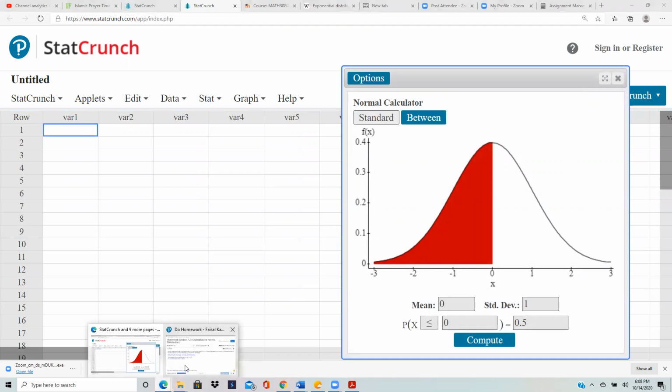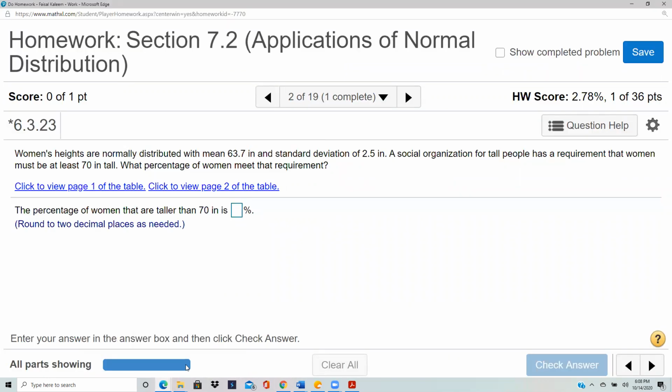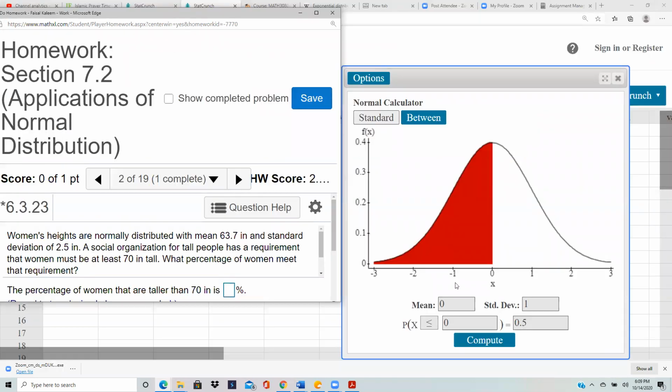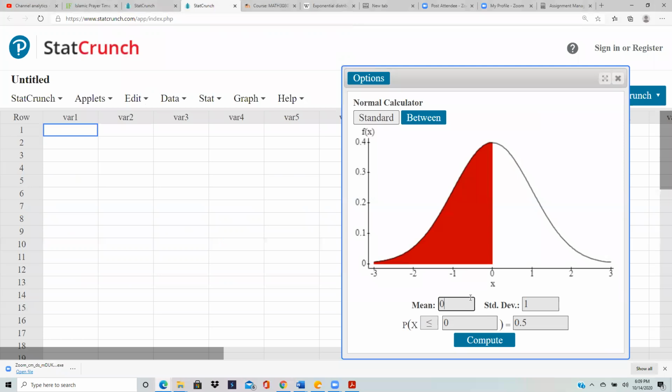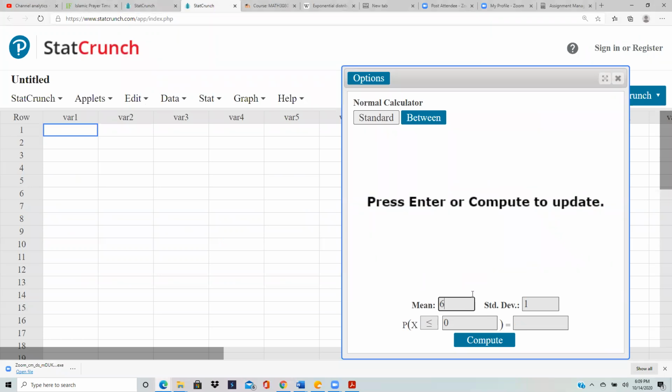It said mean 63.7, standard deviation 2.5. And you want at least, let's see, mean 63.7, standard deviation 2.5. And they said at least 70 inches tall. Now, at least 70 inches tall means 70 or more. So greater than or equal to 70.